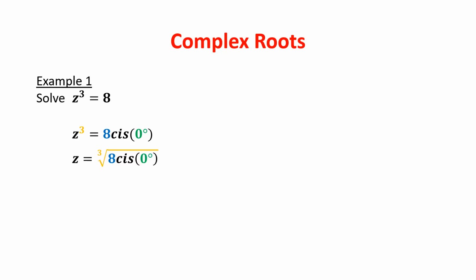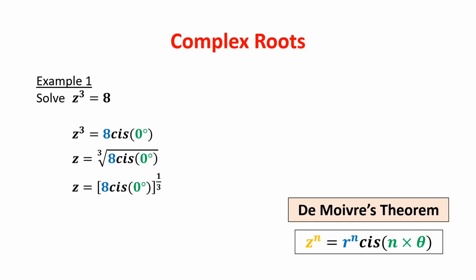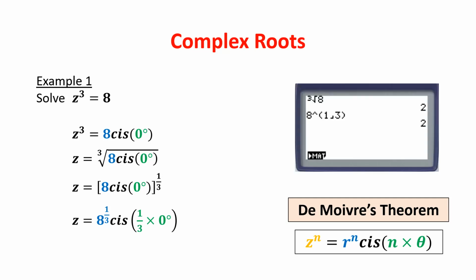Okay, let's solve it. To solve it, we get rid of the power of 3 by taking the cube root. And the cube root is exactly the same as taking it all to the power of 1/3. Now we're going to use De Moivre's theorem from here, and we're going to go 8 to the power of 1/3, and 1/3 times the argument, 1/3 times 0. Now 8 to the power of a third, I'm grabbing my calculator, is 2, which is the same as the cube root of 8. And 1/3 times 0 is still 0. So we're left with 2 cis 0 degrees.